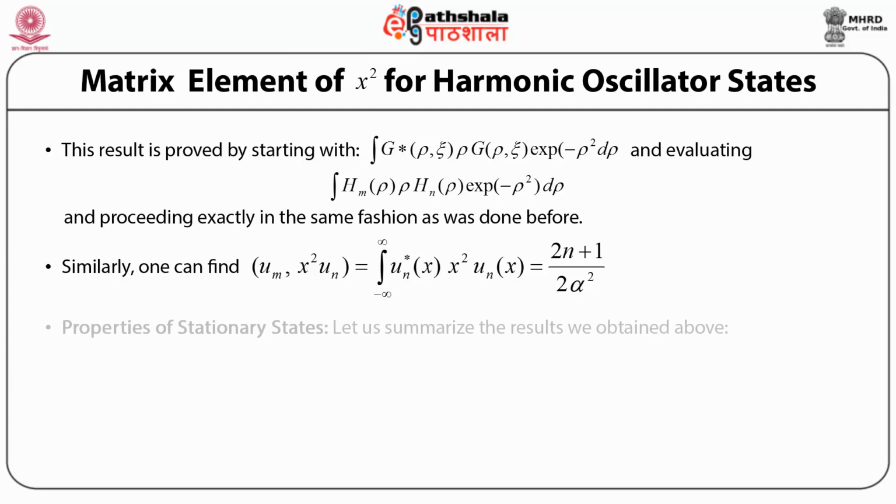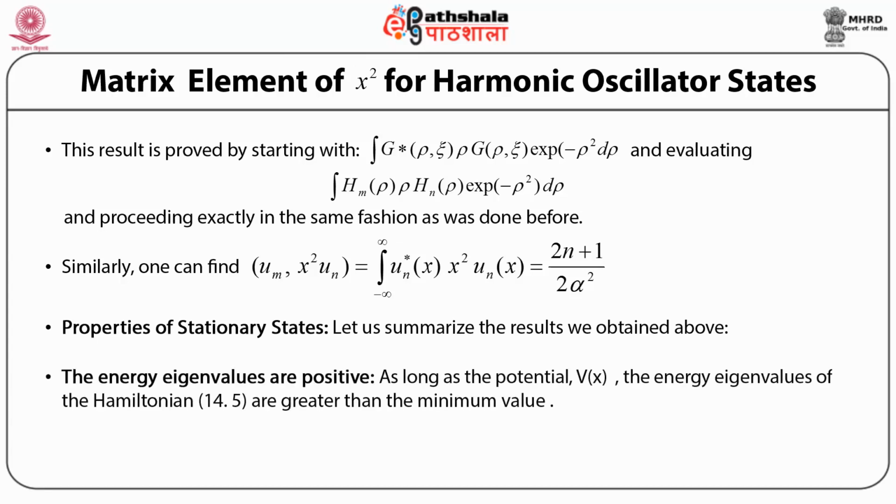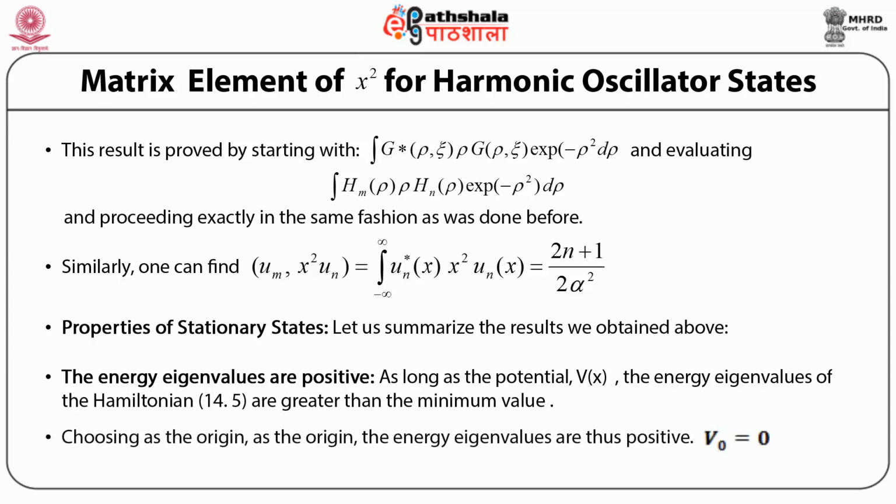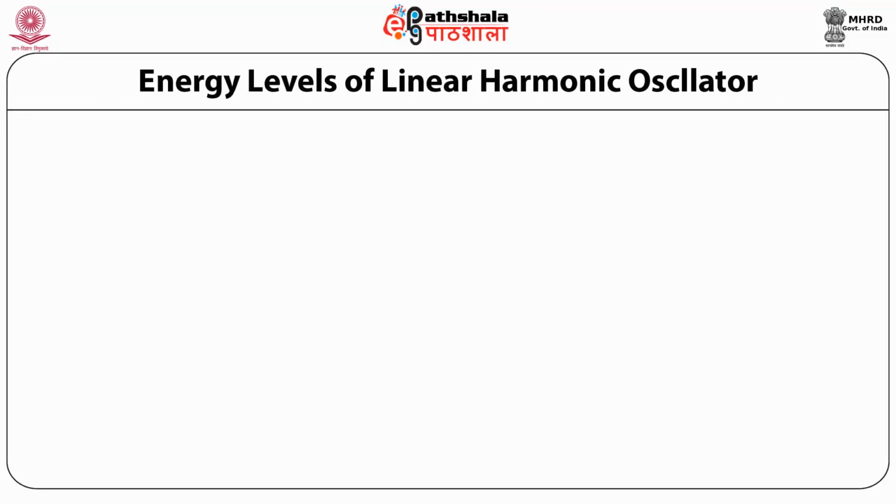Next, we discuss the properties of stationary states. Let us summarize the results we have obtained above. First, the energy eigenvalues are positive. As long as the potential V of x is bounded below, the energy eigenvalues of the Hamiltonian given by equation 5 are greater than the minimum value. Choosing as the origin V0 equal to 0, the energy eigenvalues are thus positive.